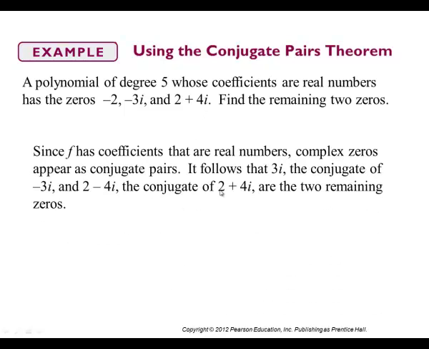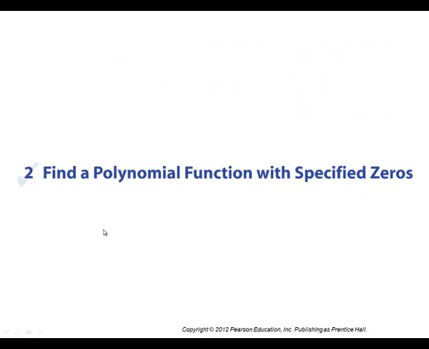And so here we have a negative 3i. It follows that 3i is the conjugate of negative 3i, and 2 minus 4i is the conjugate of 2 plus 4i. These are the two remaining zeros, and that's all you had to do for that one.